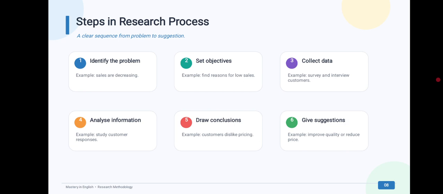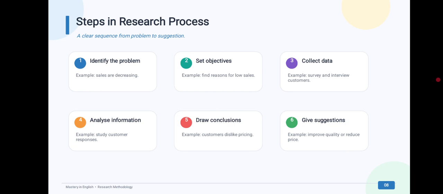Next we have steps in research process. So students, now let us understand the important steps in the research process. First step we have identification of the problem. First step is identifying the research problem. For example, a company notices decreasing sales in the market. The company wants to know the reason. Why are sales decreasing?